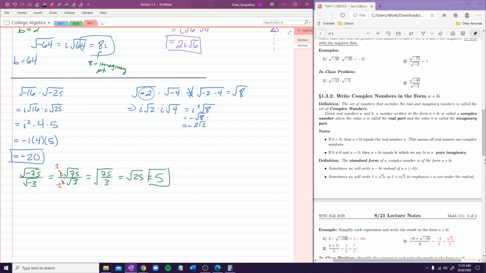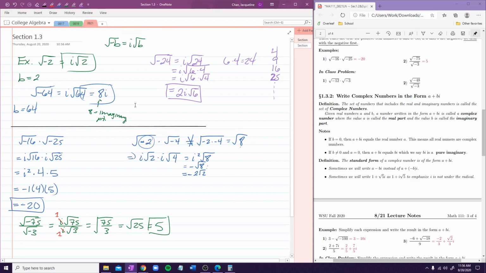That means all real numbers are also complex numbers. All right, I'll let that soak in for you. But if b does not equal 0 and a equals 0, then a plus bi just equals bi. So what does that mean? That means that bi is a pure imaginary number. So these two up here, the 2i times the square root of 6, these are called pure imaginary.